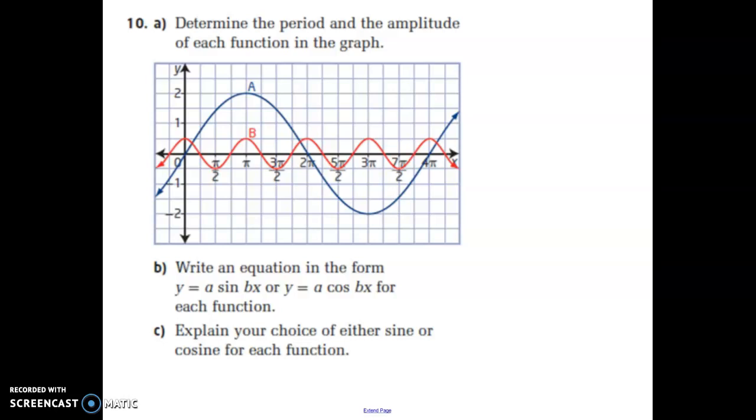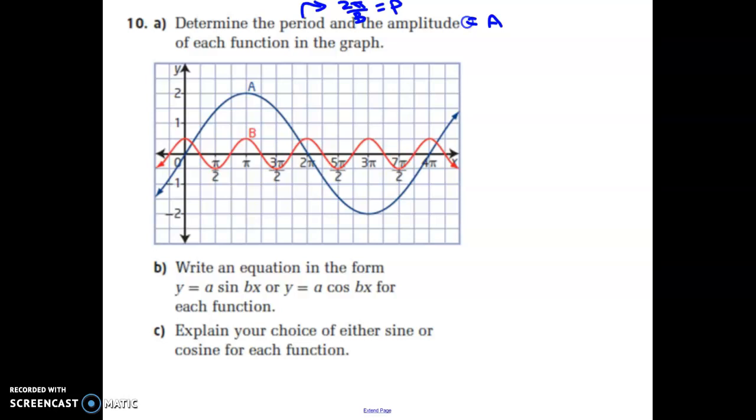So for 10a, we're going to determine the period and the amplitude of each function of the graph. Remember, the amplitude is how tall the graph is, and it also relates to your a value. And the period is talking about how long each cycle is. And the period of a sine or a cosine graph is 2 pi over b. So that's all just from chapter 5.